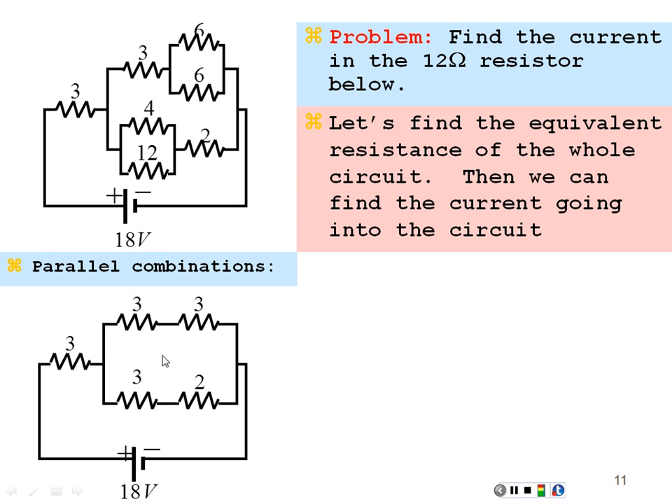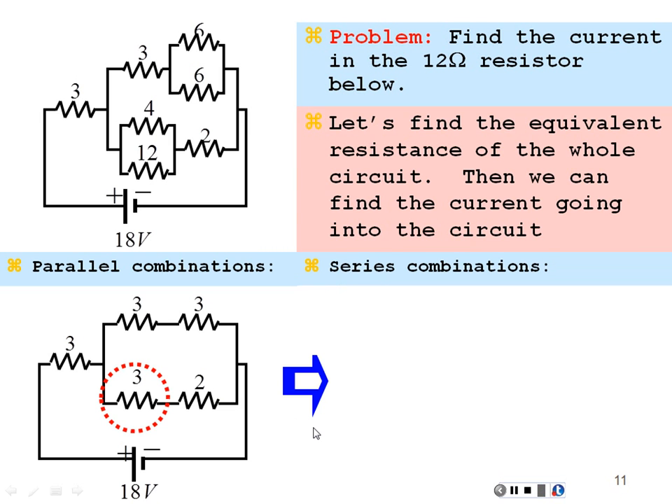Alright, now I have series combinations, a 3 in series with a 3, and a 3 in series with a 2. To be in series, they must be along the same line and not have any other connections. So they're forced to have the same current flowing through them. I can just add my series combinations. So 3 plus 3 is 6, 3 plus 2 is 5, and now my circuit looks like this.